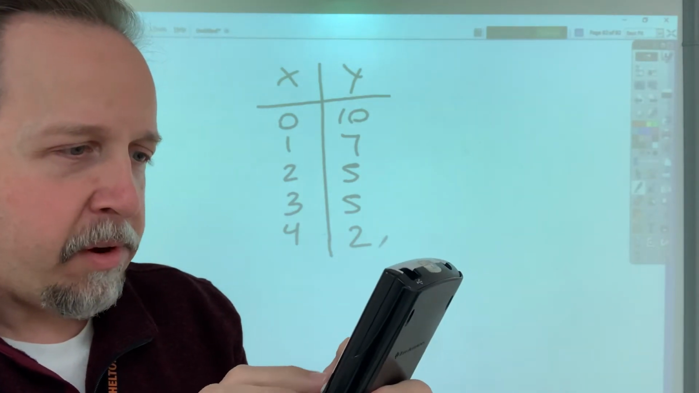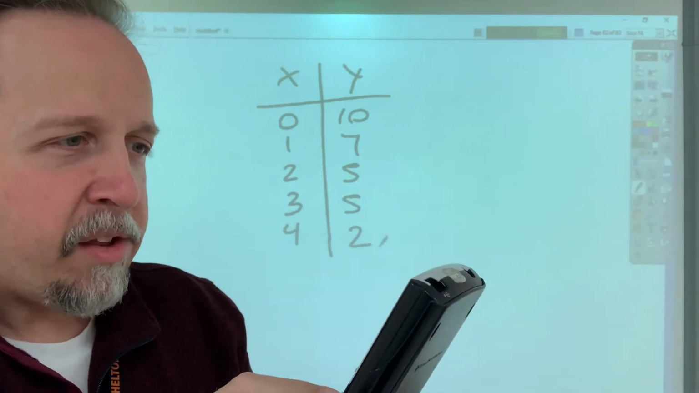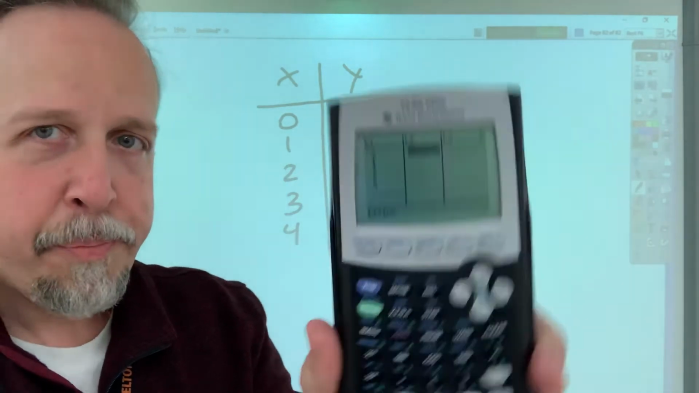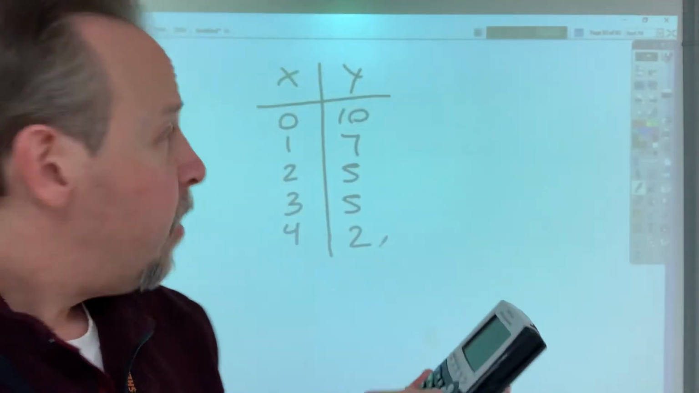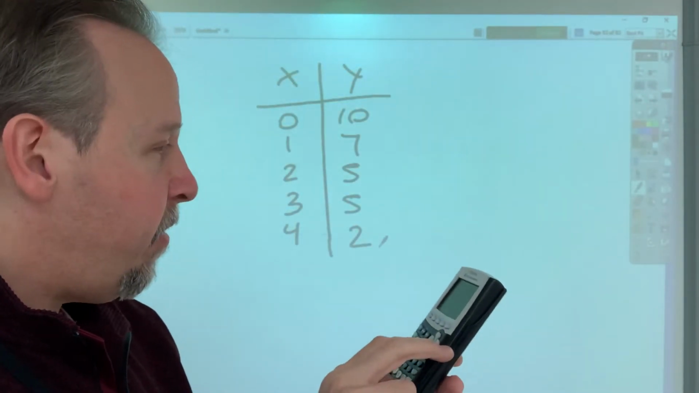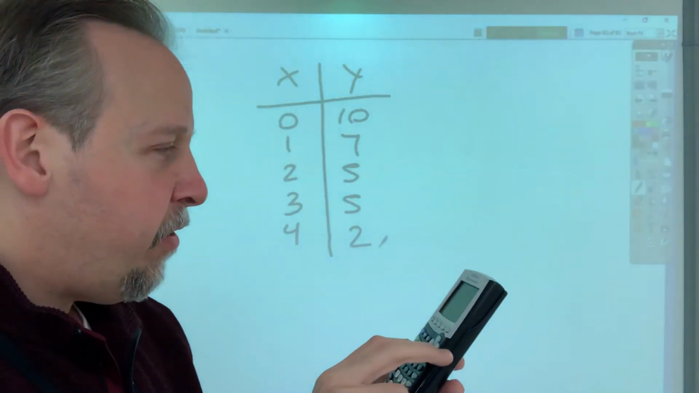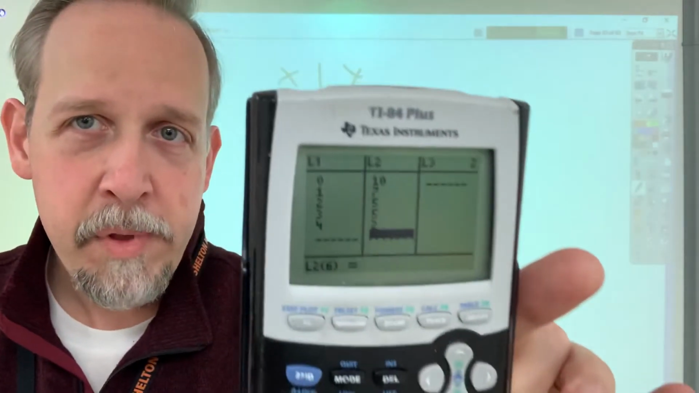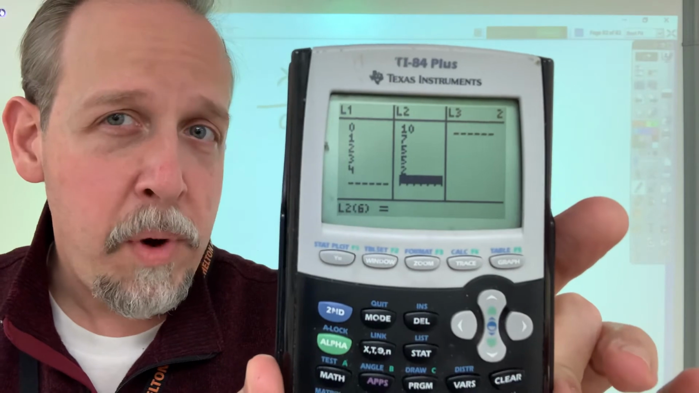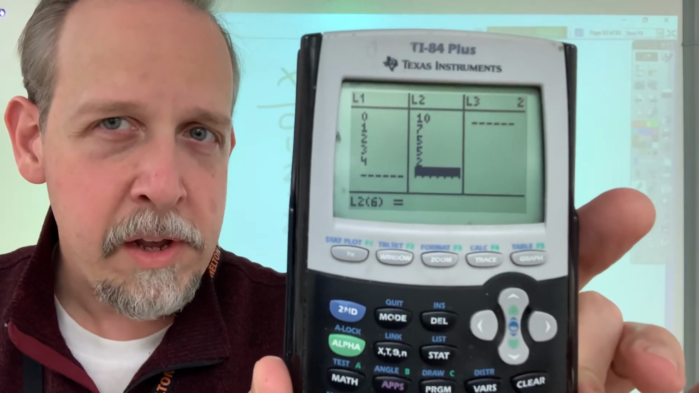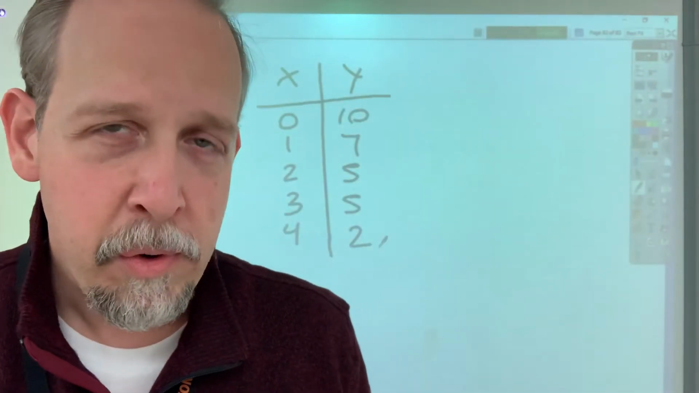What happened to my 0? Let me try to do that again. Okay, so I got 0, 1, 2, 3, and 4. Now, so far so good, here we go. The Y data goes in L2. So we got 10 and 7 and 5, 5 and 2. Okay, as we can probably see, as X increases, Y is generally decreasing. So we're looking for a negative correlation.